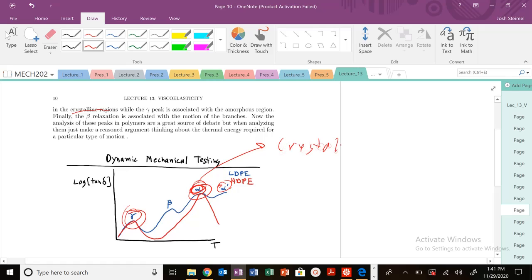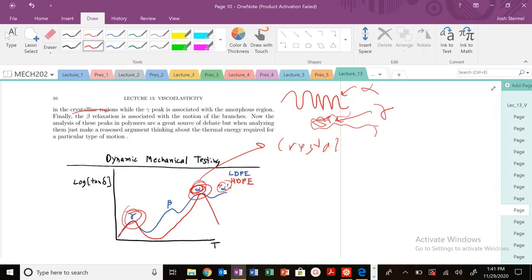Why? Because in your lamellae, to get that to move, we have these favorable intermolecular interactions. It's going to be more difficult to break those and move around. So that's going to correspond to your alpha. This motion right here in your amorphous region, again, has more available free volume, so this is more likely going to correspond to this peak right here. But we see something really interesting happening.